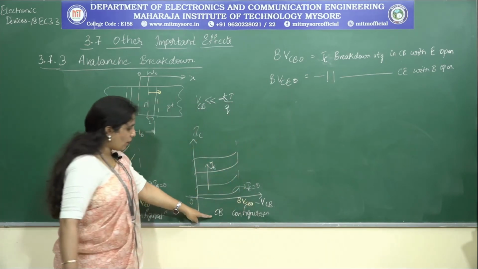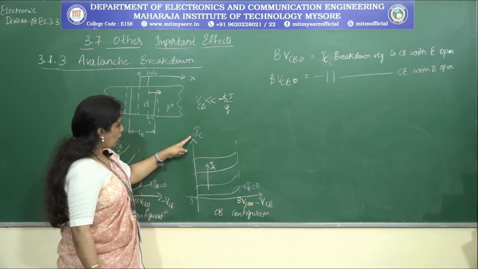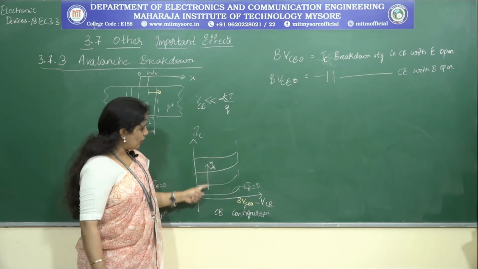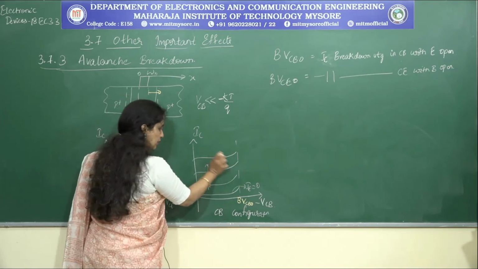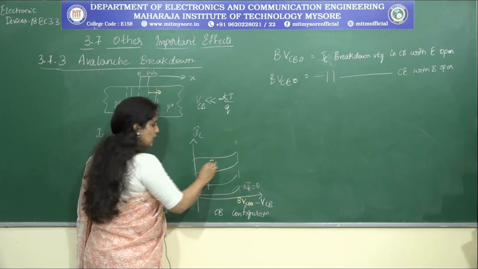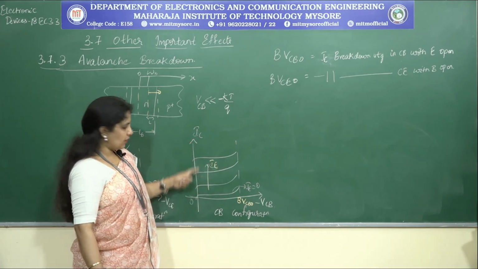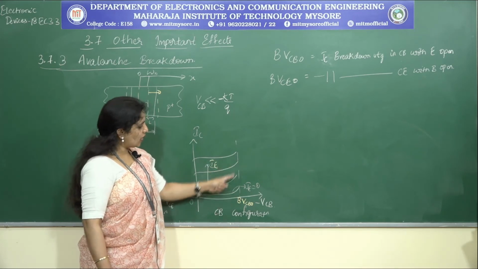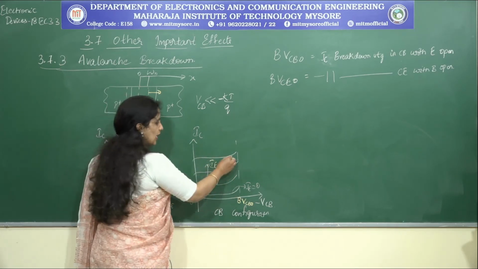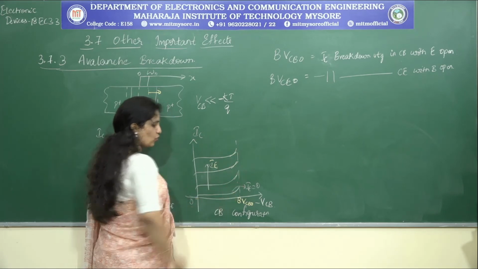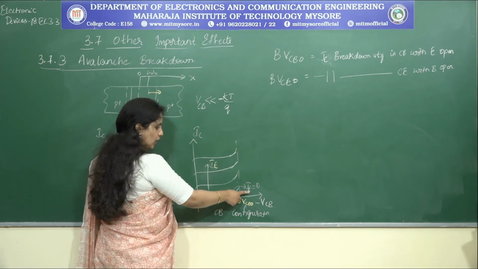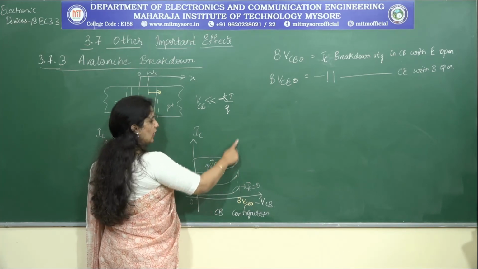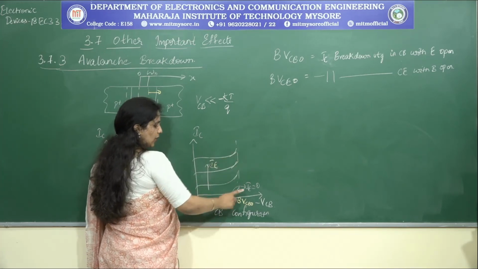Now when I consider the common base configuration, we know it is plotted for minus VCB versus IC, for different values of IE. As I increase the IE value, what happens to IC? Once it is about to reach the breakdown value, what will happen? The current starts increasing tremendously, and that slight increase is what I am trying to show here. This is the case for IE equal to 0. As I increase IE, IC increases a little, and then it increases sharply near the breakdown region.